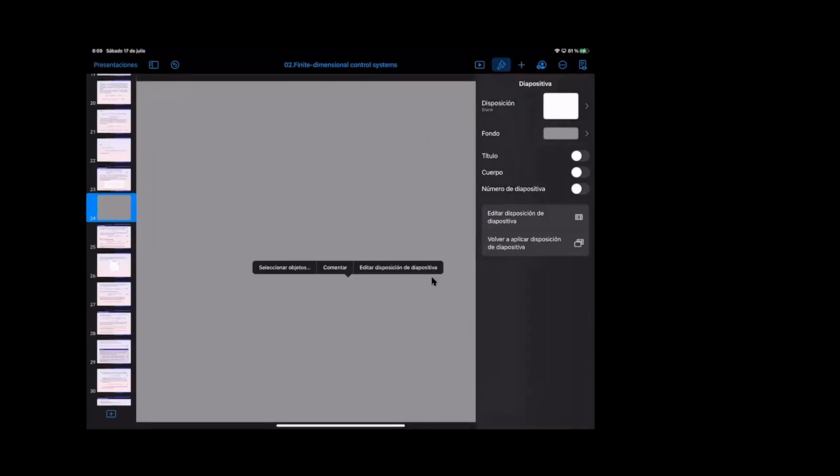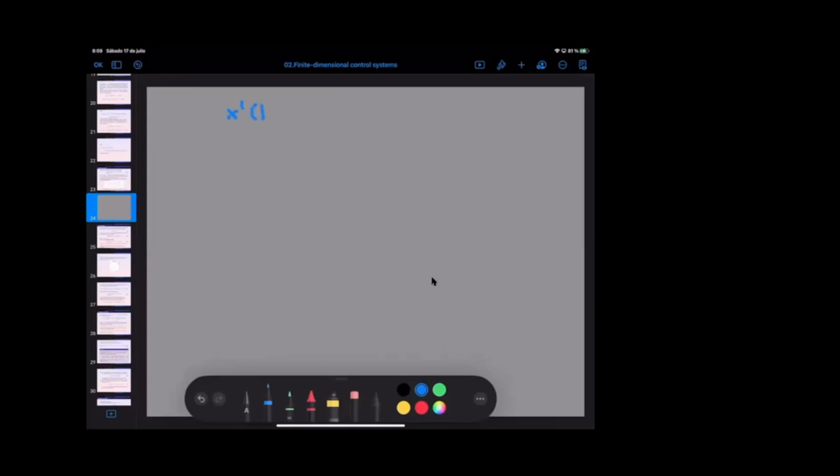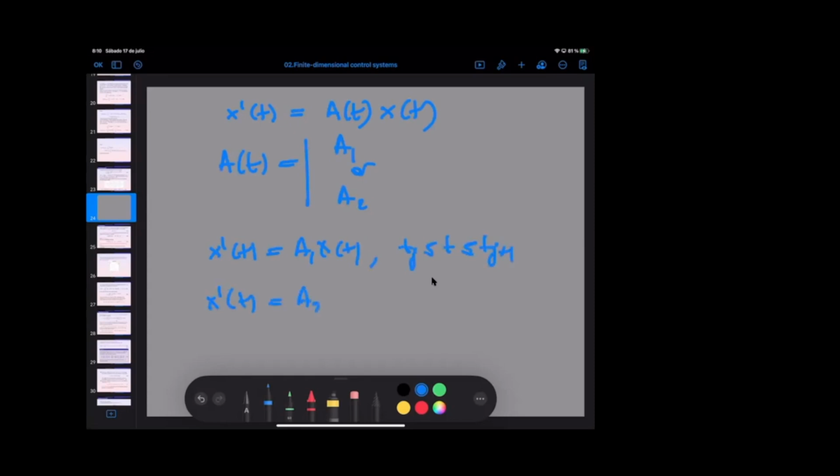So you could also consider the case where, for instance, the control is acting on the system that way, where A(t) is either A1 or A2, right? So sometimes the system is given by A1 for some time intervals, and then A2 in another time interval. This will be a different situation.